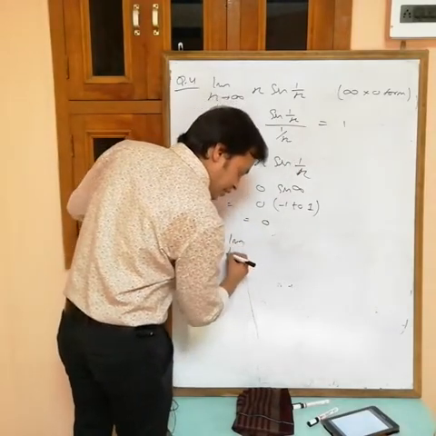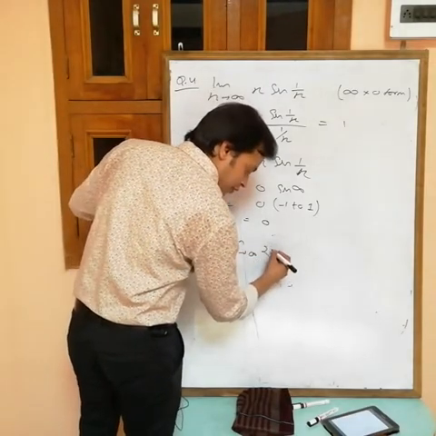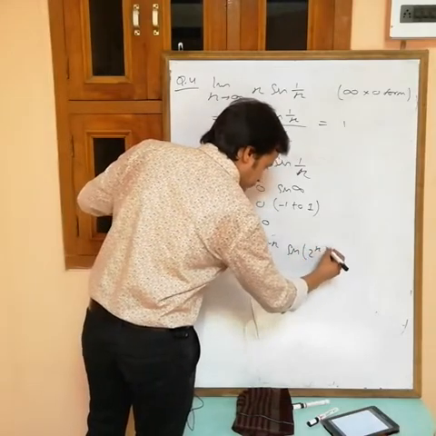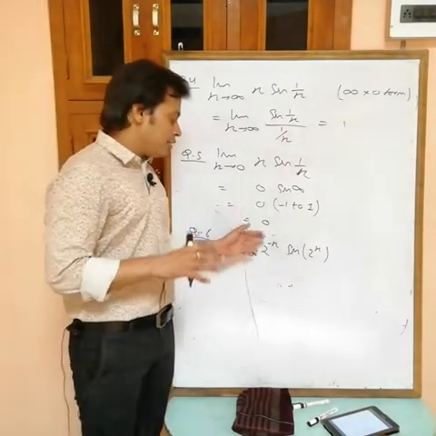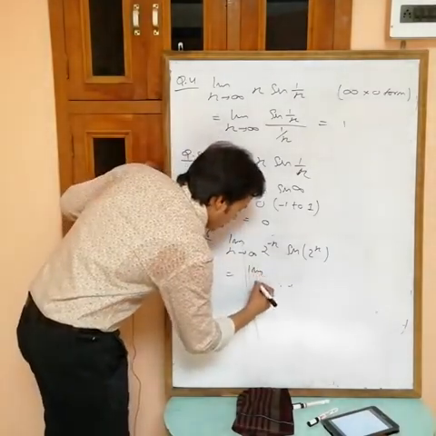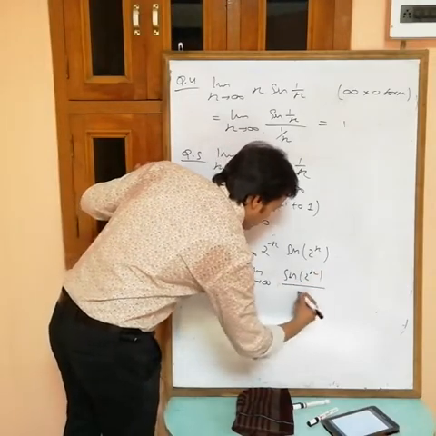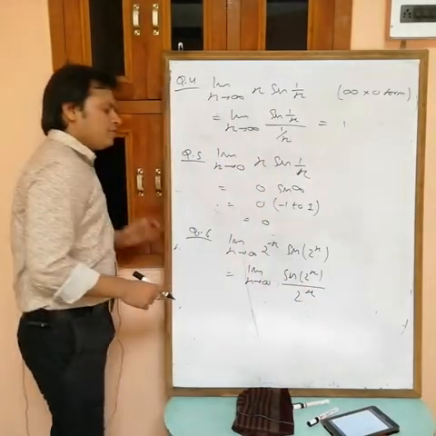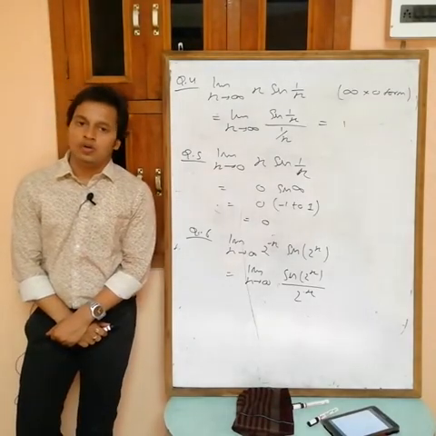Limit x tending to infinity, 2 power minus x sine 2 power x. Now suppose if you want to write this in terms of sine x by x form, then see what you will get. Limit x tending to infinity, sine 2 power x by 2 power x. Now can you find the value of this one?